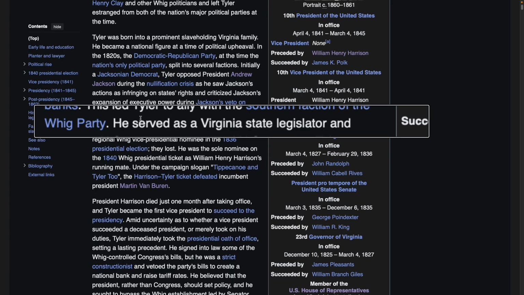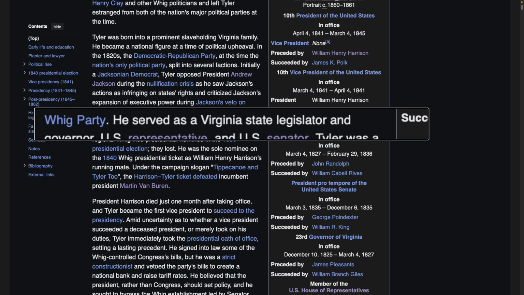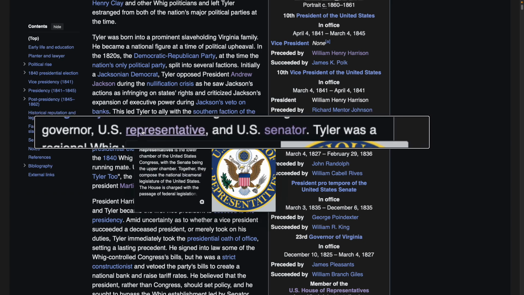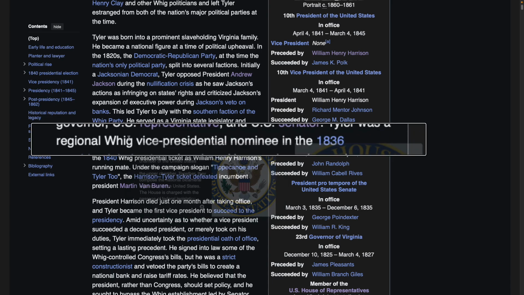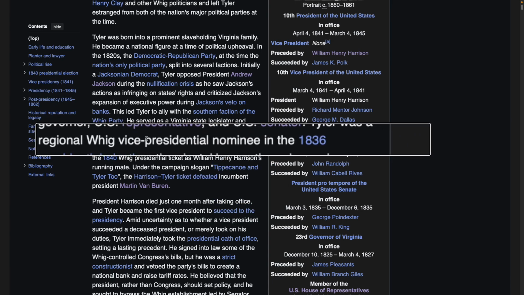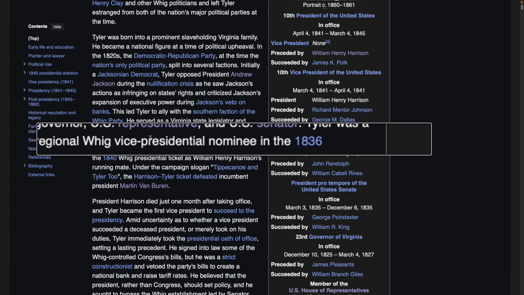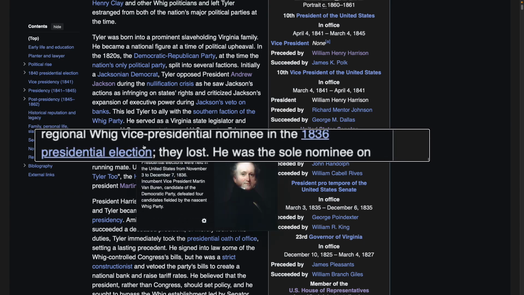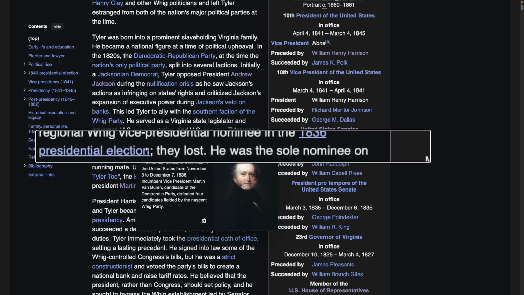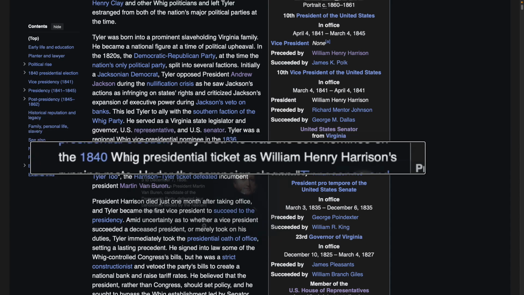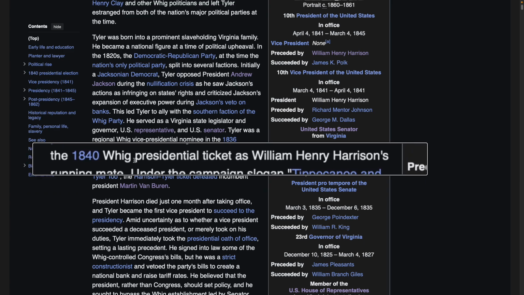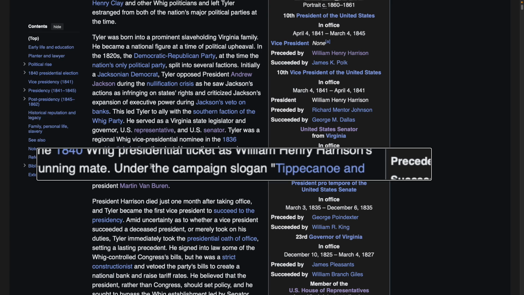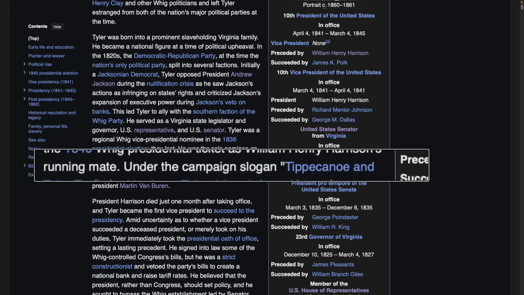He served as a Virginia state legislator and governor, U.S. rep, and U.S. senator. Tyler was a regional Whig vice presidential nominee in '36. In the '36 presidential election, the Whigs lost. He was the sole nominee in the '40 Whig presidential ticket as William Henry Harrison's running mate under the campaign slogan Tippecanoe and Tyler too.